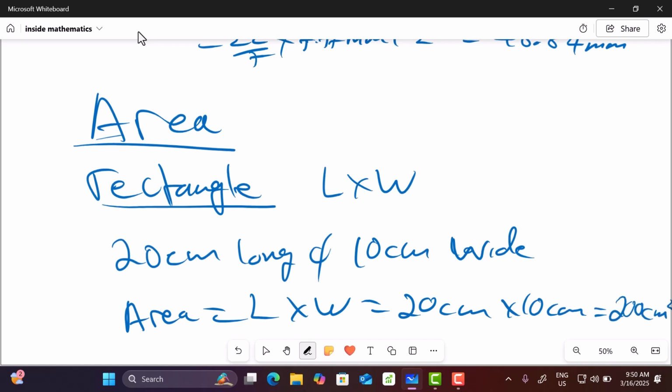It is now square centimeters. We need to put a 2, because centimeter times centimeter is a square centimeter, right? If it is x times x, it's x squared. So in this case, it will be 200 square centimeters.